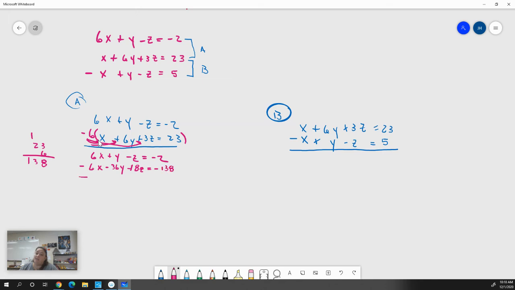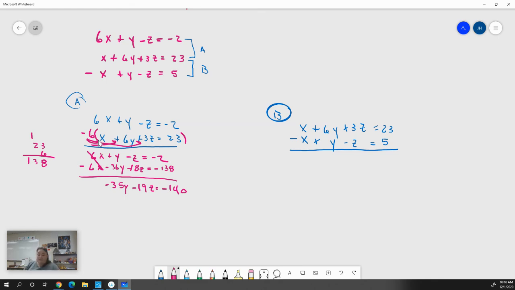And when I add these two problems together, these disappear and I no longer have an x value. y minus 36y becomes negative 35y. Negative z minus 18z becomes minus 19z equals negative 140.